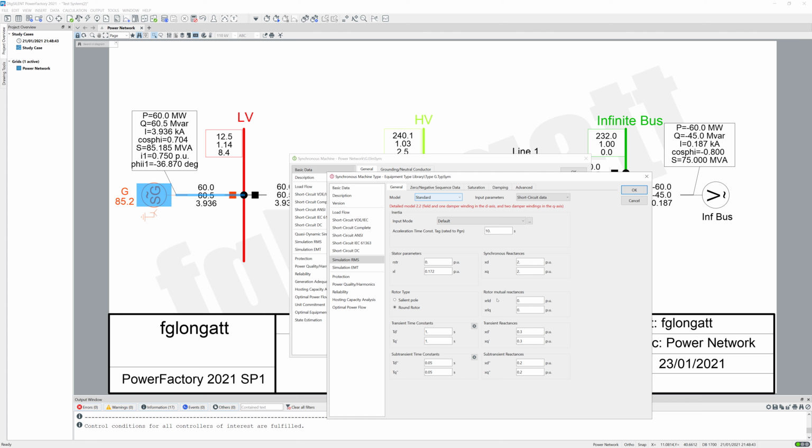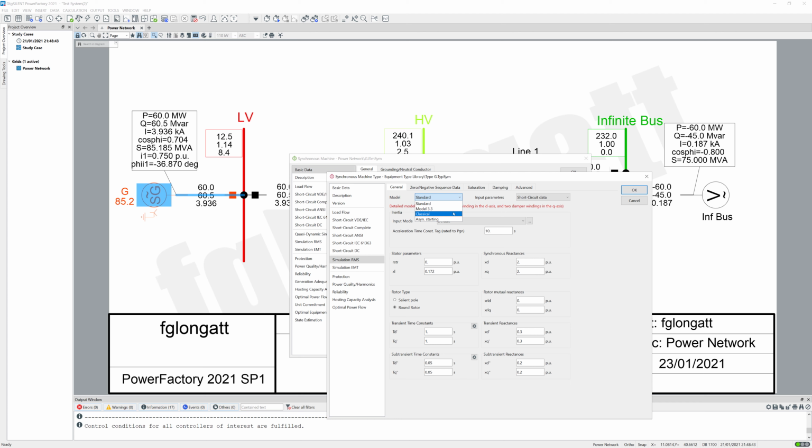Sometimes I saw people using this model to try to replicate results of the equal area criteria or for analyzing classical transient stability. That is not fair, okay? That is not totally right, because PowerFactory has a specific model called the classic model. Of course, this model is included in the most recent versions. If you are using version 15.1, you don't have this classical model, but the classical model is the one that we need to use if we are doing classic transient stability analysis.